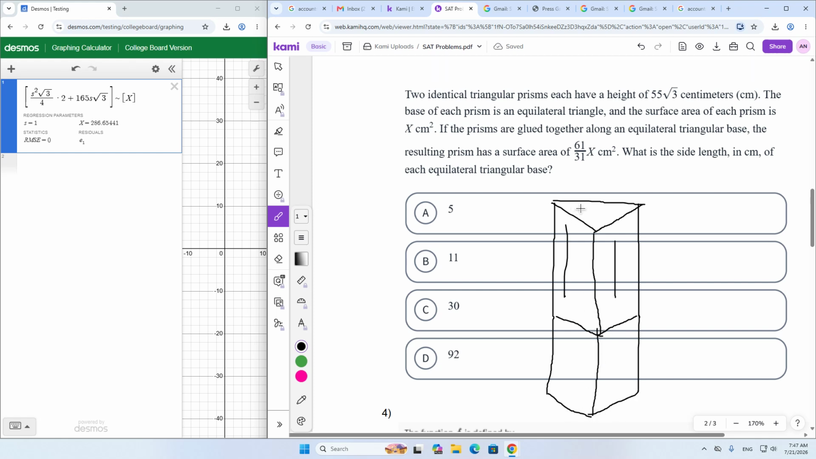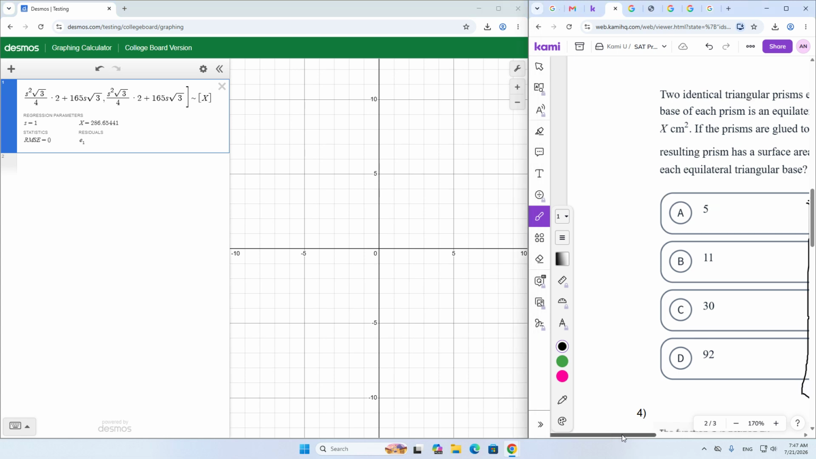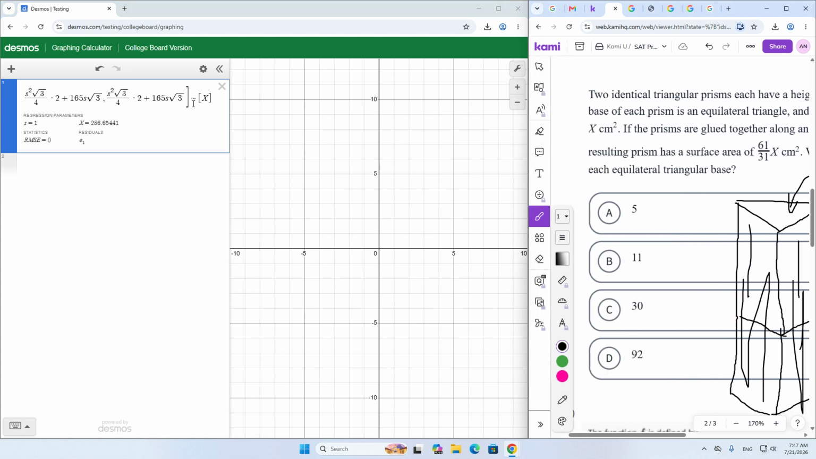But it's only going to count this, and then 2 of the top faces. So these stay the same. Let's copy paste that. That's just going to stay the same, right? I should make it bigger here. And that's going to be equal to what? 61 out of 31x, right? So, comma, 61 out of 31x.